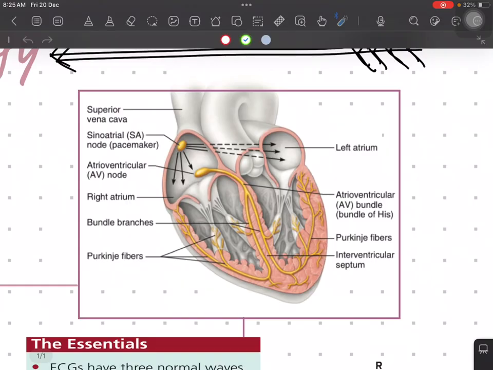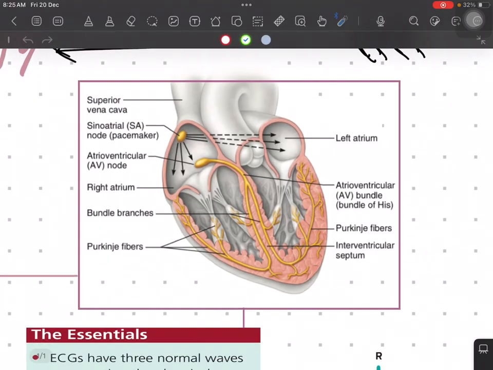The sequence of events that occur during one complete heartbeat is known as the cardiac cycle. The lub sound is produced because of the closing of the AV valves, which are tricuspid and bicuspid. The dub sound is produced because of the closing of the semilunar valves.